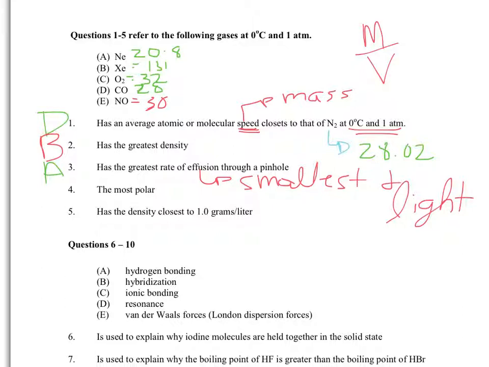All right. The most polar. That's interesting. Which one of these has the greatest differences in electronegativity? D, very good. And then has the density closest to 1 gram per liter. That's an interesting question. The answer there is D. And I can't quite tell you why that's true. That is interesting. I don't know that one.